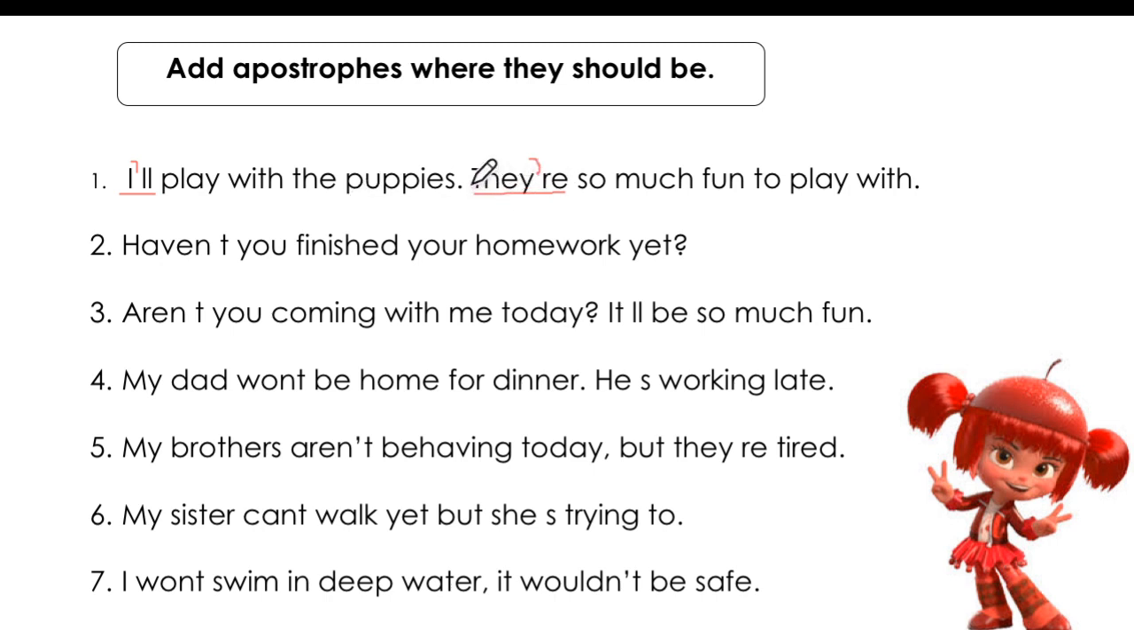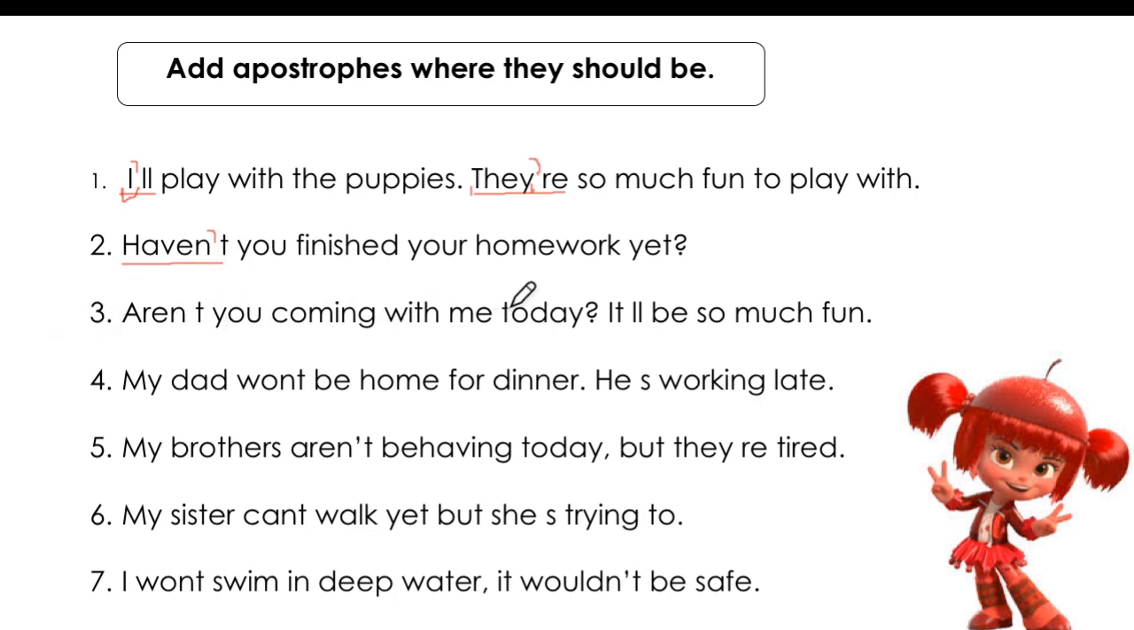See the pronoun. After the pronoun, you should put the apostrophe. Also here you have I. After the I, you should put the apostrophe. Haven't you finished your homework yet? Haven't is missing the apostrophe because haven't is short for have not. So the apostrophe is replacing the missing O.